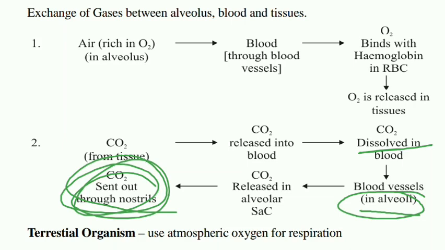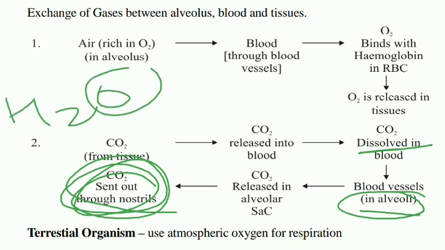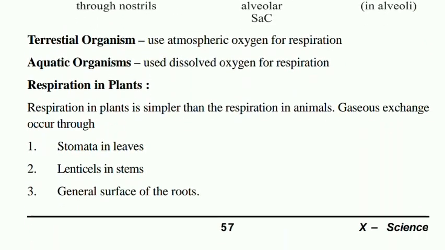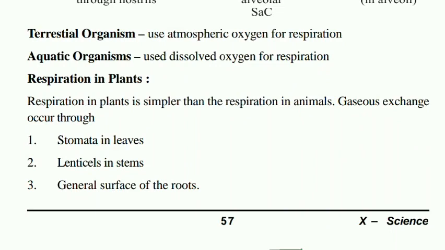Now we need oxygen, but there are also organisms who live in water. So from where do they get oxygen? The organisms which are present in an aquatic lifestyle get oxygen which is dissolved in water. What is water? H2O. So the oxygen dissolved in water is used by the animals residing in an aquatic lifestyle, and terrestrial organisms use atmospheric oxygen. Aquatic organisms use dissolved oxygen for respiration.